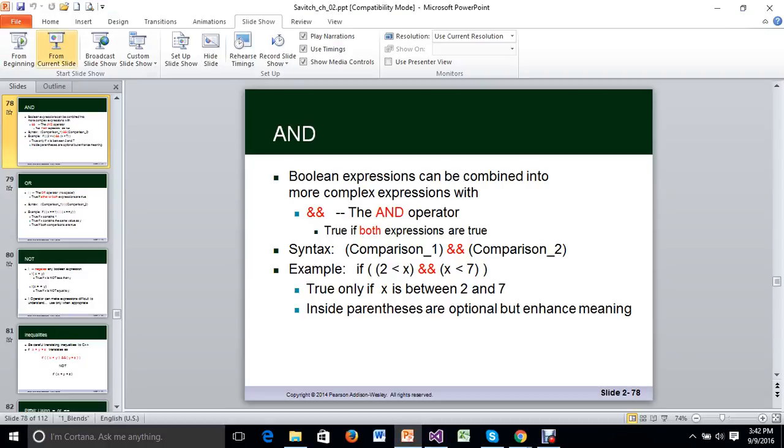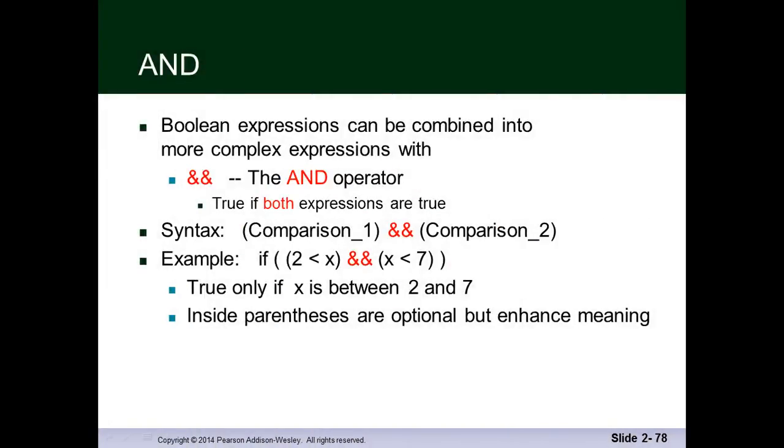The first operator that we can use to combine them is the AND operator. For the entire thing to be true, both expressions must be true. That's why it's written as a double ampersand. This one has to be true and this one has to be true in order for the whole thing to be true. And this right here means that the number that you're looking for, x, is between 2 and 7. Let me show you an example.